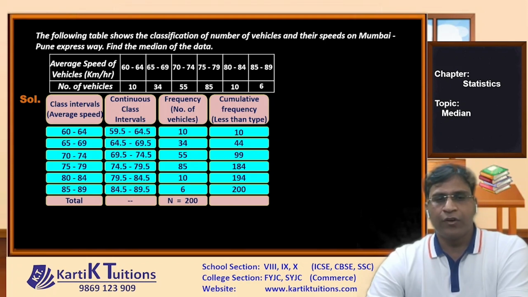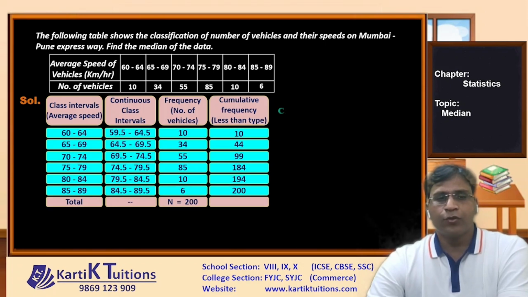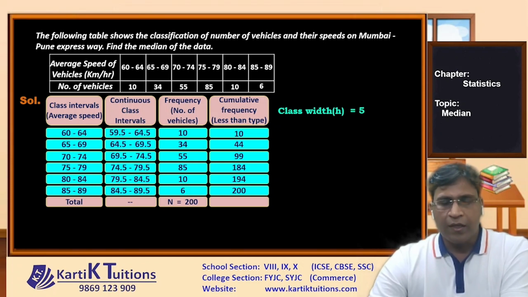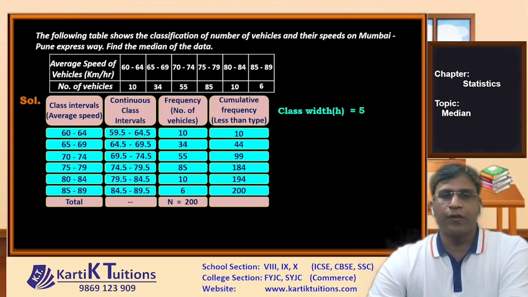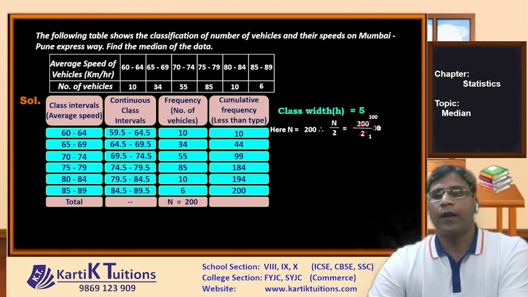Now once this is done, we need to find the class width. Class width is the difference between any two consecutive lower limits or upper limits. So 65 minus 60 will give us 5. Even if you use the continuous class column, the answer will be the same. 64.5 minus 59.5 will give you 5. Then after this, see your total frequency is how much? 200, right? So 200 upon 2, that is n upon 2, will become how much? 100.